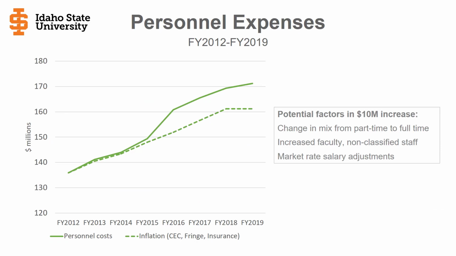Returning to our trend line depicting the increase in personnel expenses, we can summarize the $35 million increase from 2012 to 2019 as follows.